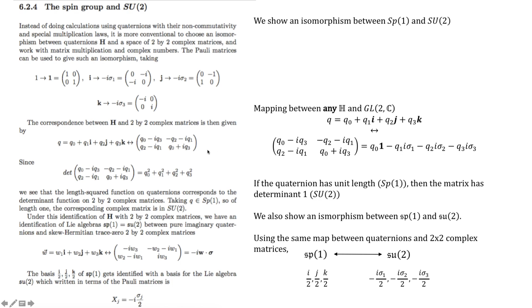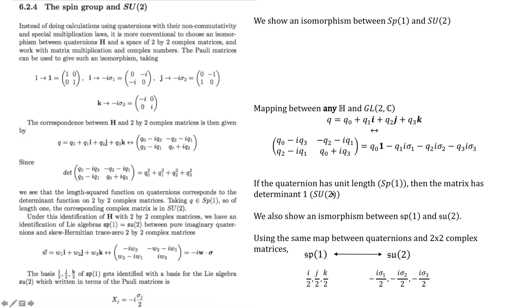Then taking the determinant of this matrix, as seen over here, we can see that it corresponds to the length of the quaternion. And we know that any quaternion of unit length 1, which is an element of SP1, will map to a 2x2 complex matrix with determinant 1, meaning that any element of SP1 under this transformation rule between the quaternions and the 2x2 matrices will map to an element of SU2. This then gives an isomorphism between SP1 and SU2.